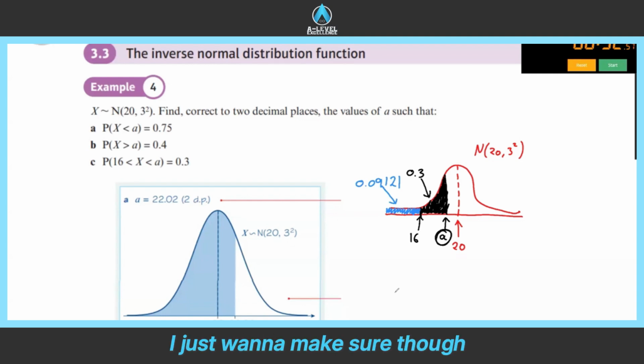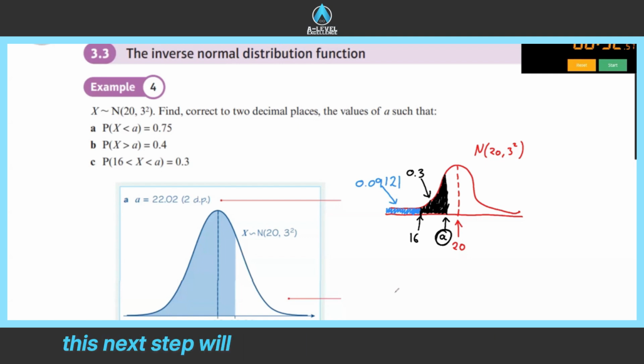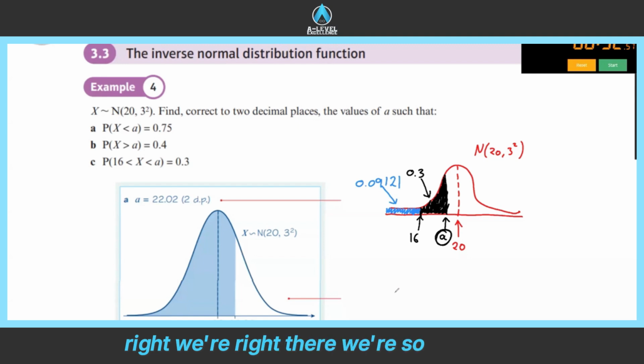I just want to make sure though. Do you see how we've got to here, mate? Yes, it all makes sense up to here. I just don't know the next step. Perfect. This next step will make sense in a second then. Great. Jacob, what about you? We're right there. We're so close. No, I don't know.